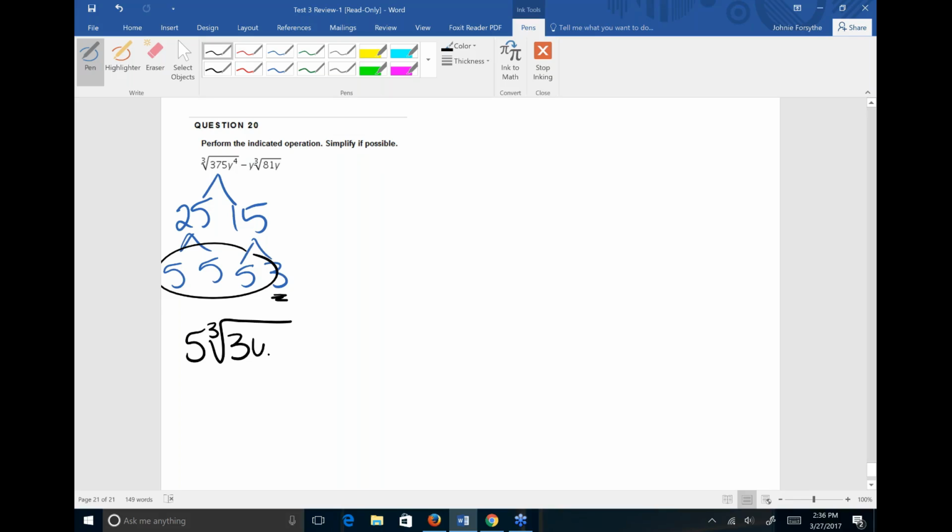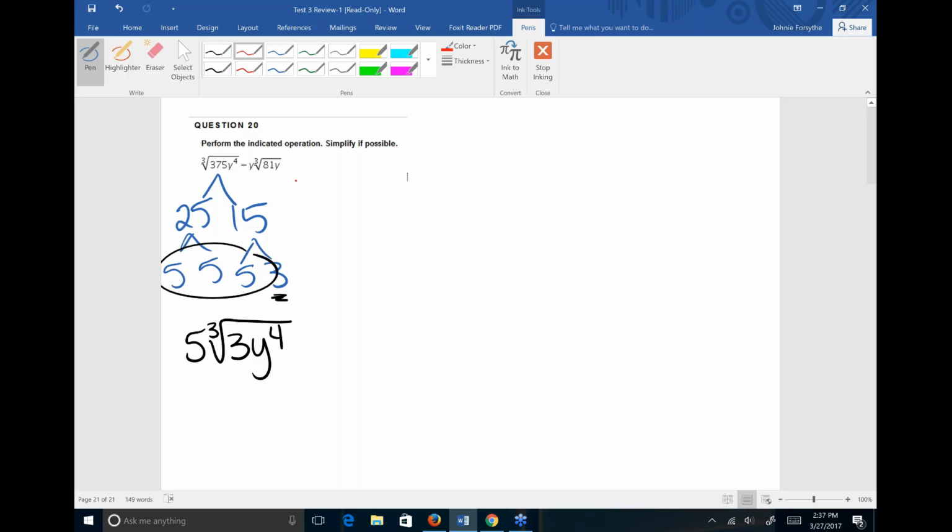And I'm going to leave this y to the fourth here, because I'm going to deal with that in a second. And so now we're going to do the third root of 81. And what I was saying was you can put the third root of 375 in the calculator just to check and see if you get a whole number. And you won't have to do a factor tree if you're not sure if it's a perfect third. But if you put it in the calculator and you get a decimal, that means you're going to have to simplify it in this way.